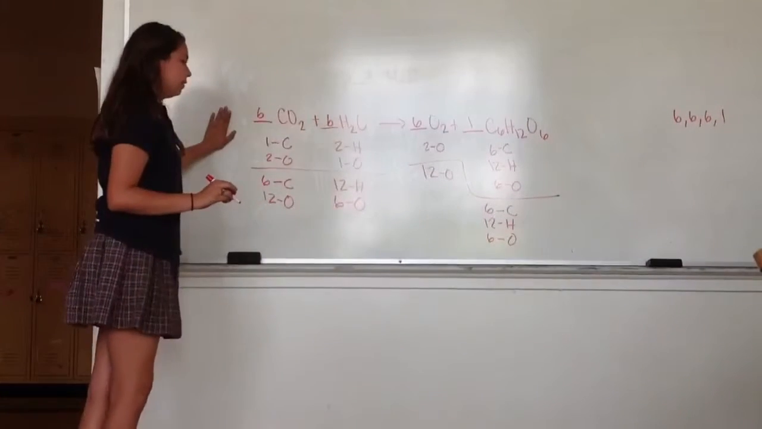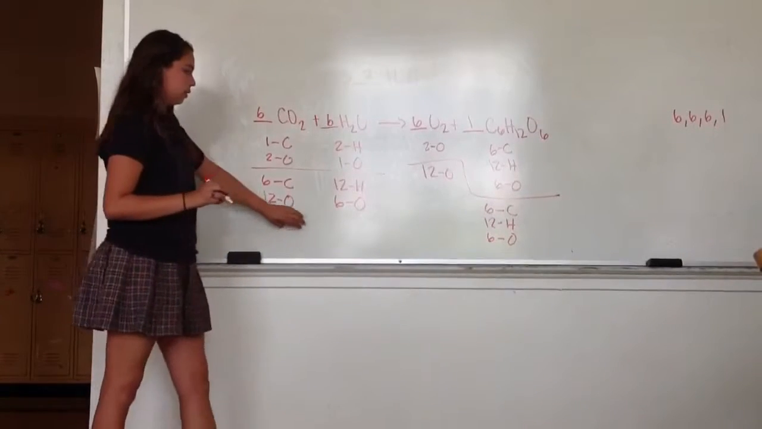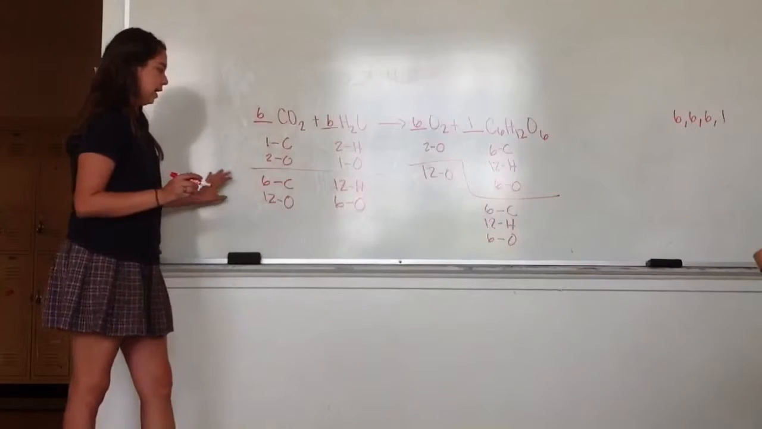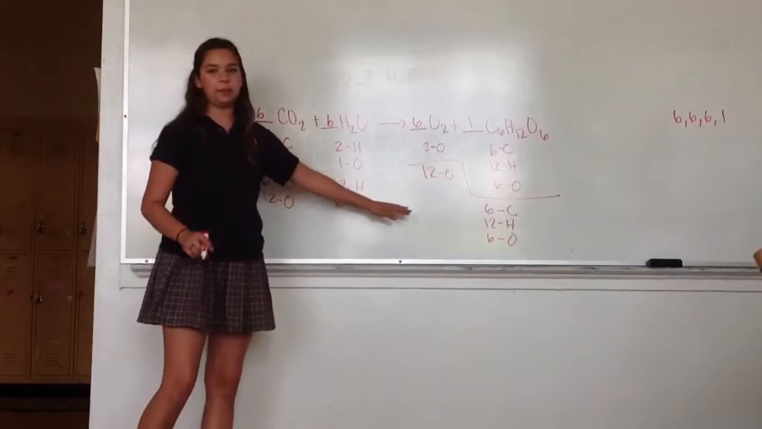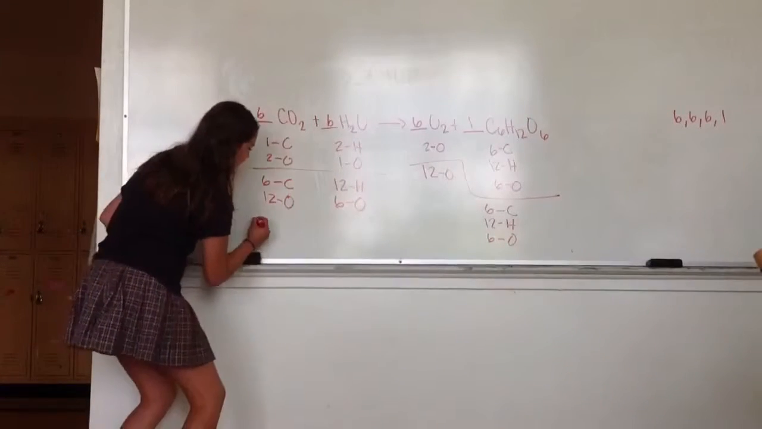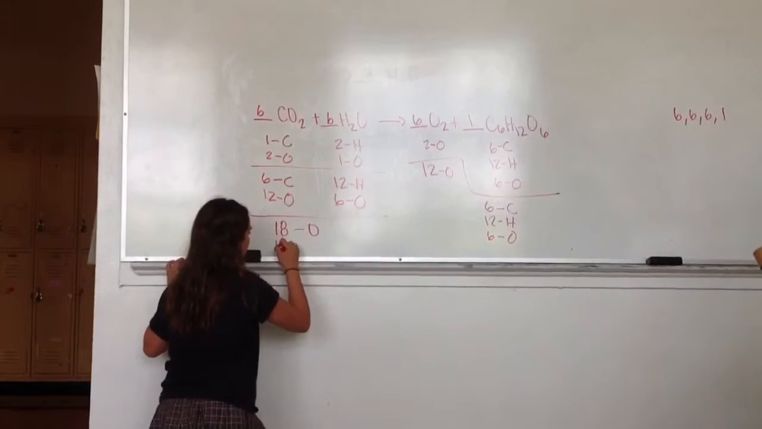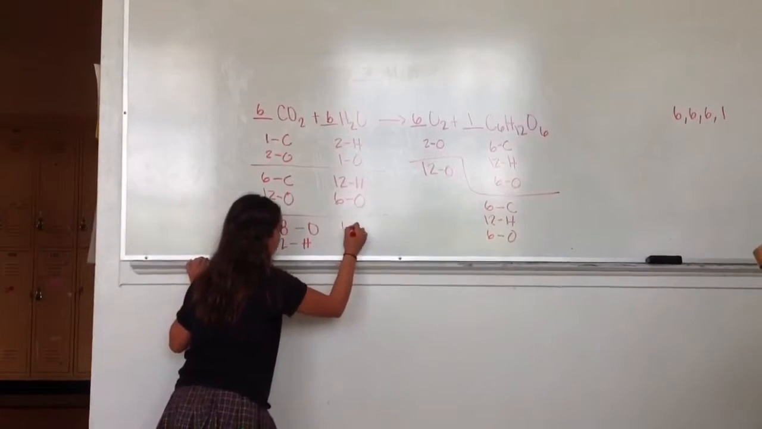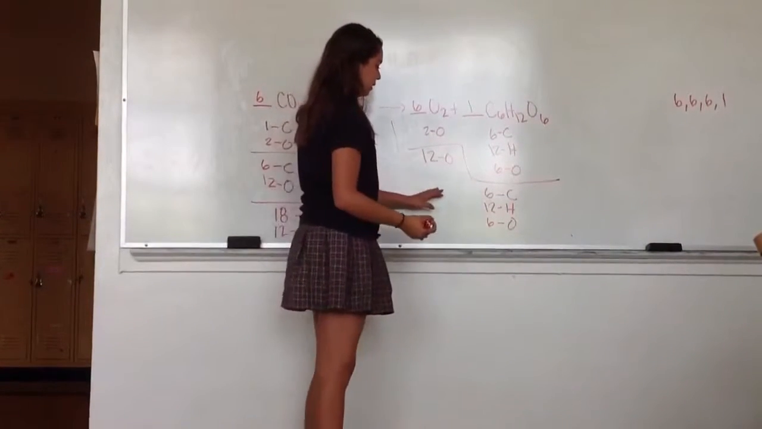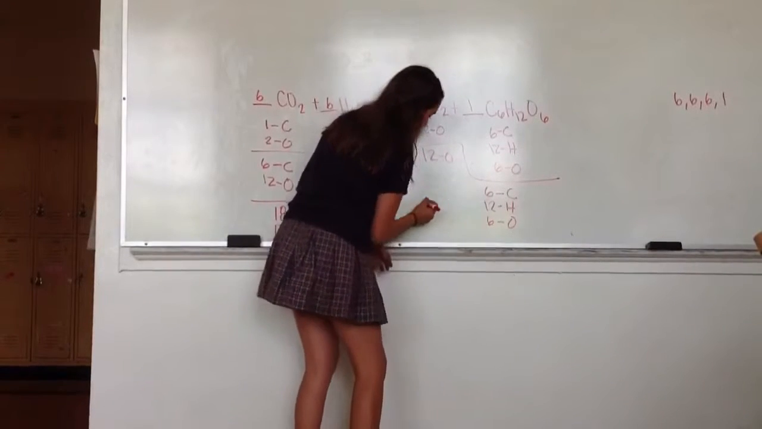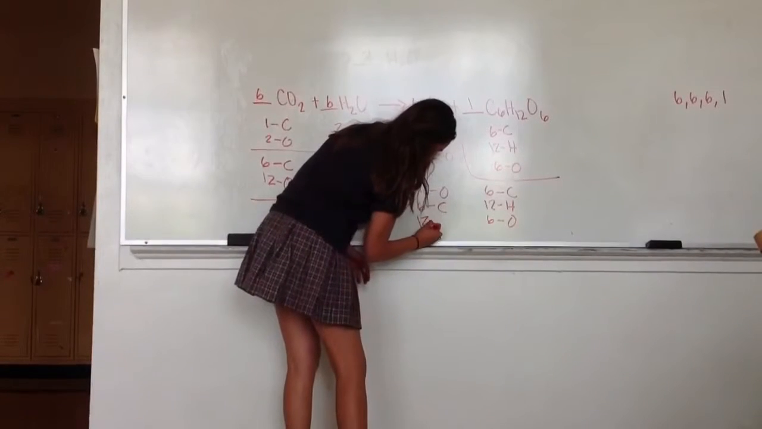Now that I have inserted coefficients, I'm going to add up the same elements, the O's here and the O's here, and see if the numbers that I ended up with after I added the coefficients on the reactants and the products are the same. We have a total of 18 O's, 12 H's, and 6 C's on the reactant side. And on the product side, we have 18 O's, 6 C's, and 12 H's.